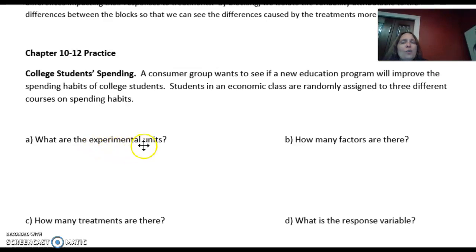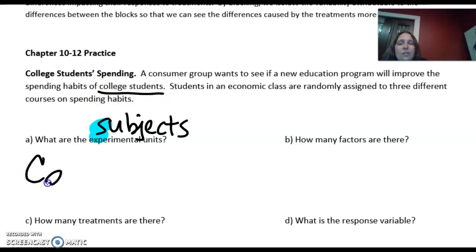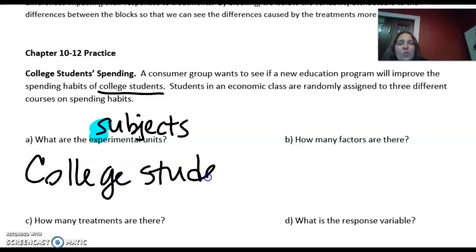So the experimental units, even though it says units, don't make it think it has to be like kilometers or miles or something. When we're talking about humans, we would say subjects instead of experimental units, but that's really what we're focusing on. Here, it's the college students. Those are our experimental units. That's who we are gathering information about.